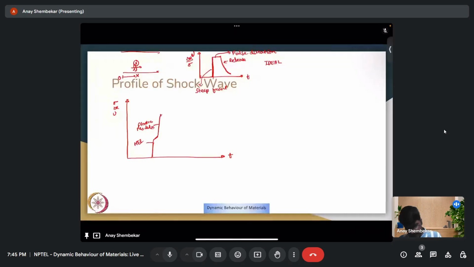Sometimes there will be a phase transformation that is more distinct. So this would be the phase transformation. A small but relatively noticeable amount of time will be involved in the phase transformation process. It will happen very fast, but it will still be relatively noticeable, after which it reaches your Hugoniot state.